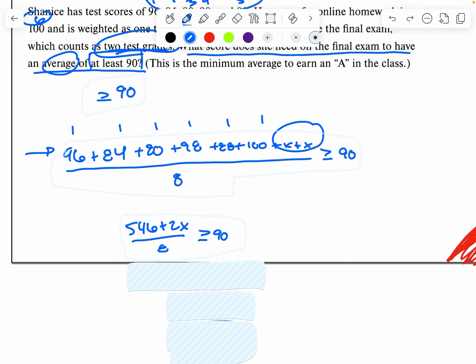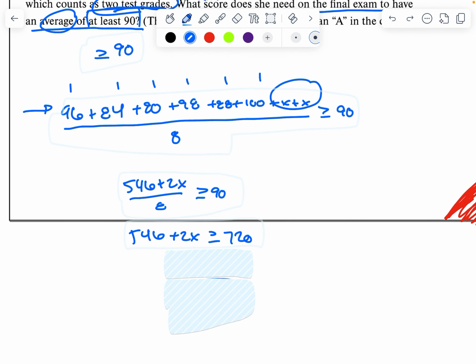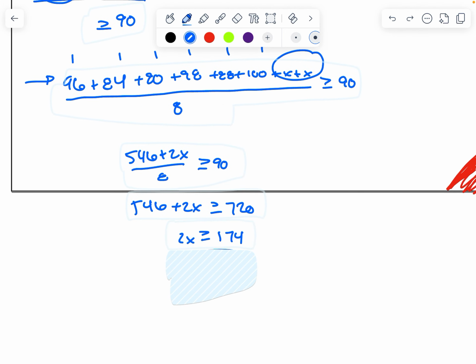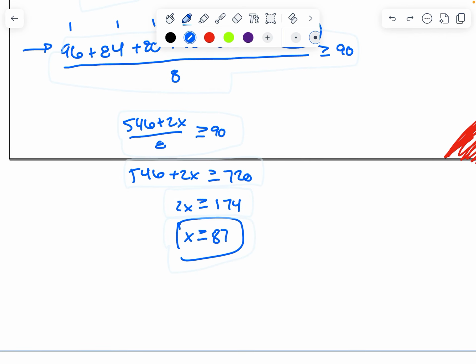When you add them all up, you end up with that on top. You can multiply both sides by 8. You can subtract the 546, divide by the 2, and your score has to be greater than or equal to 87. If you get an 87 or better, you've passed with an A.